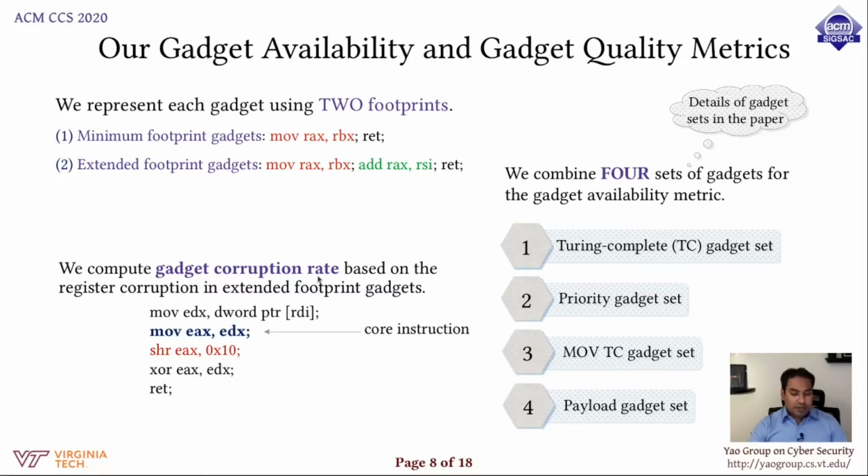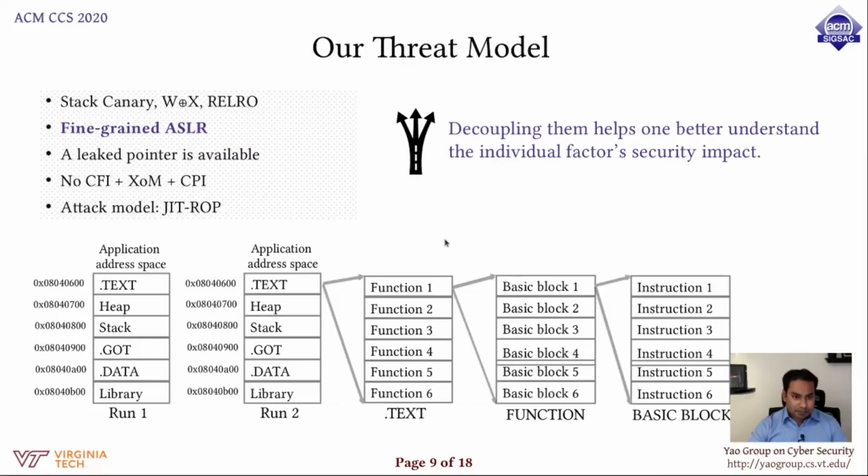So if the gadget corruption rate is higher, that means the gadget quality is lower. We also use four gadget sets for our measurement purposes: the Turing Complete gadget set, Priority gadget set, Move TC gadget set, and the Payload gadget set. The Turing Complete gadget set is basically a set of gadgets that can perform 7 Turing Complete operations. The details of these gadgets can be found in our paper.